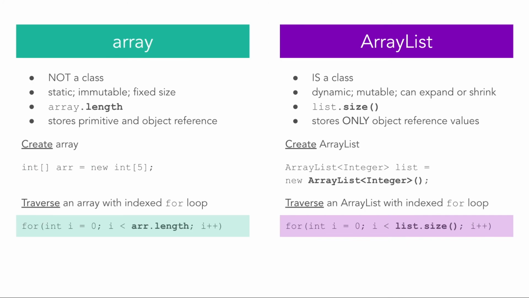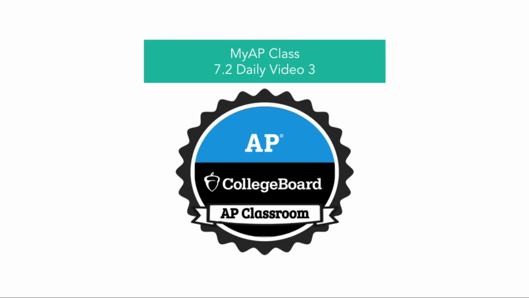In order to traverse an array, the boundaries goes from the index all the way to array.length. For an array list, the boundary should go from index all the way to list.size. In My AP Classroom, under Topic 7.2 Daily Video 3, you can walk through an ArrayList FRQ question.